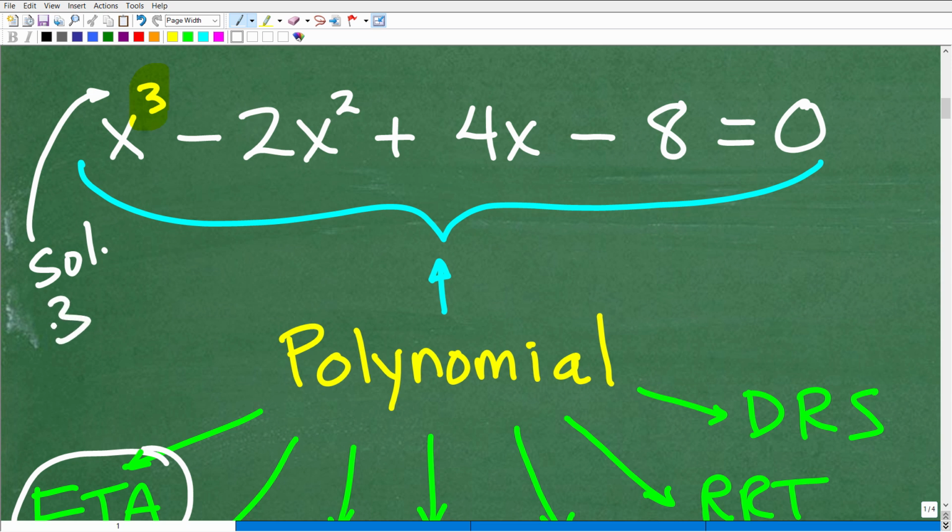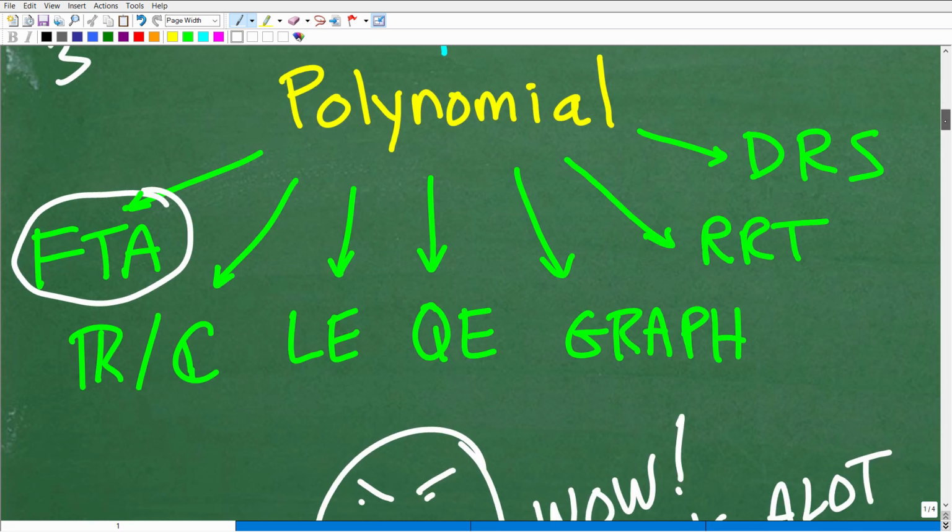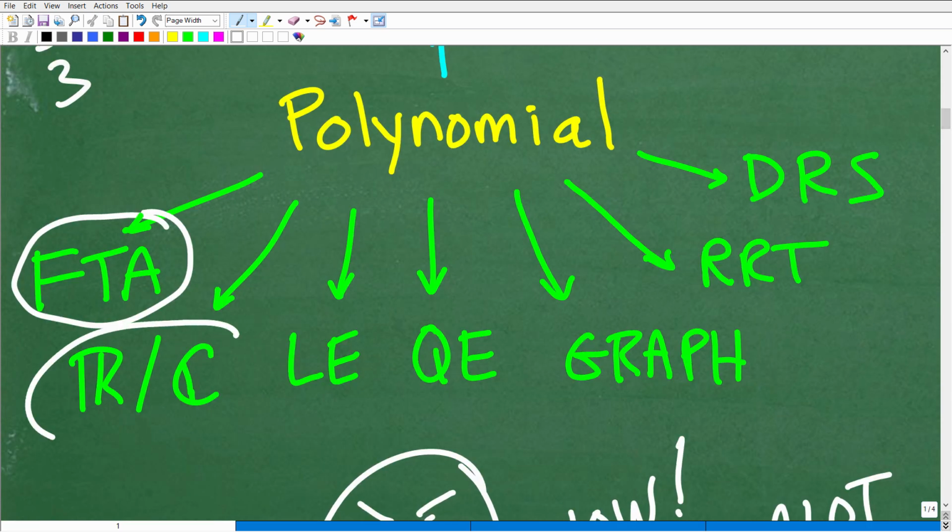Now, what type of solutions? You can have real and or complex types of solutions. So that brings us to our next thing. You just don't know. You can have a real number or imaginary complex numbers. In this case, we see we have 1 real and 2 complex, imaginary numbers.